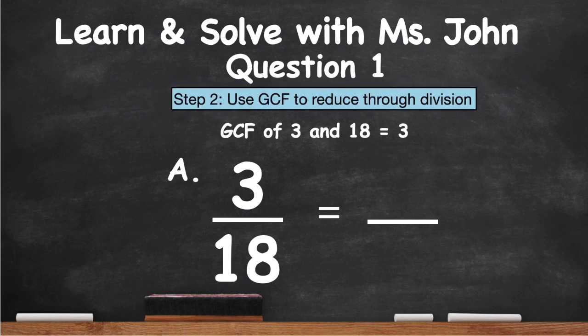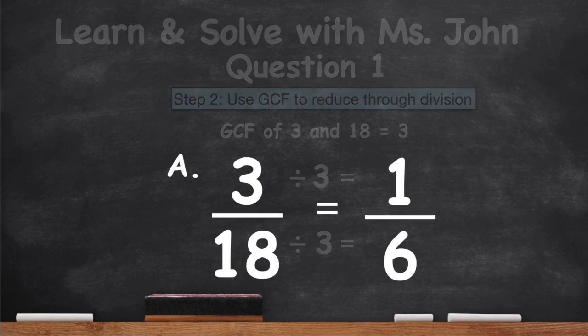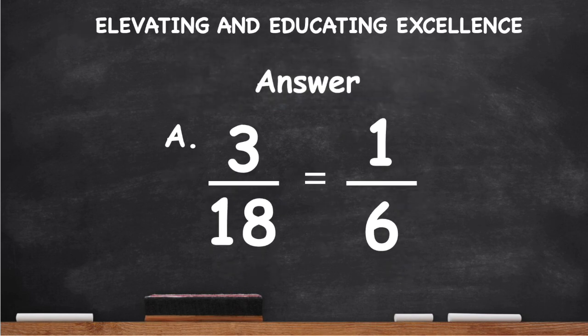So again, the GCF of 3 and 18 is 3. Now we're going to divide the top number, also known as the numerator, by 3. And now we're also going to divide the denominator by 3. So remember, whatever you do to the top, you must do to the bottom. So 3 divided by 3 equals 1. 18 divided by 3 equals 6. So the answer is 1 over 6.